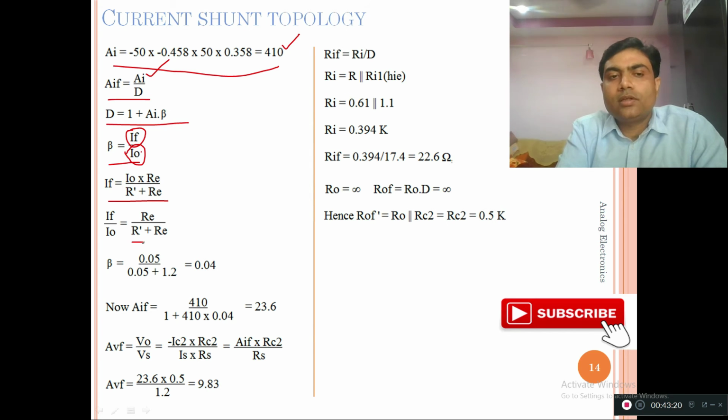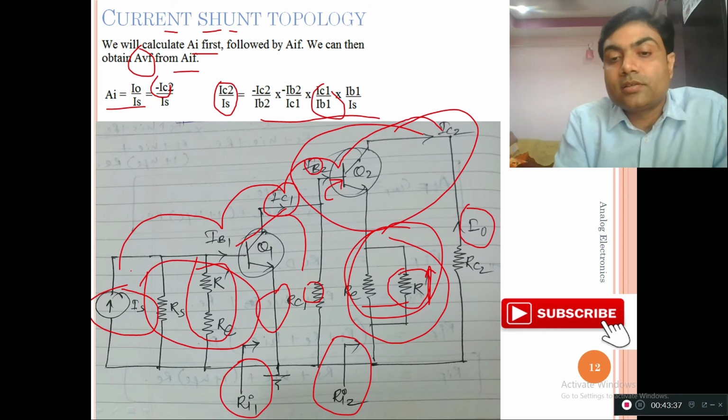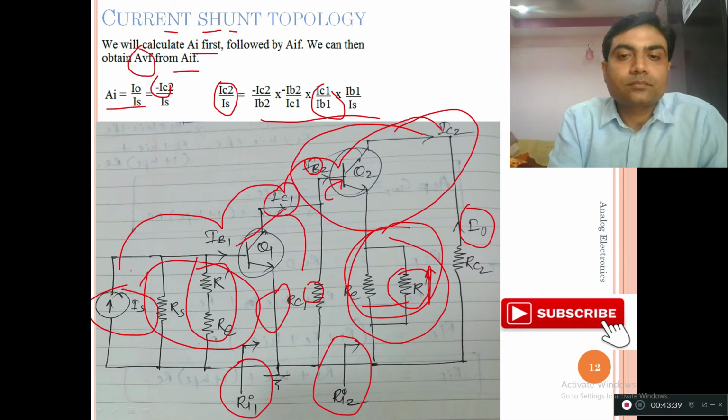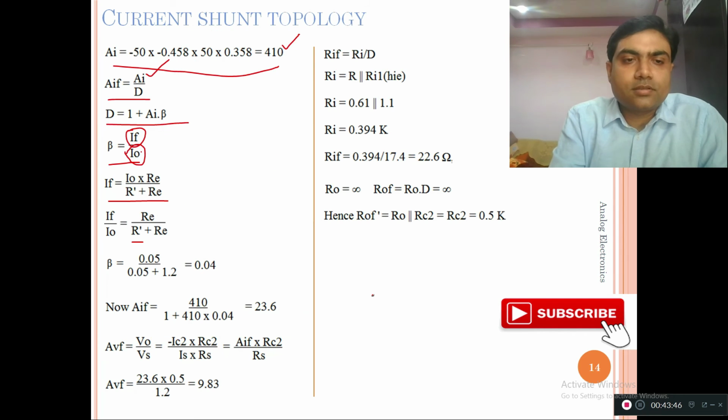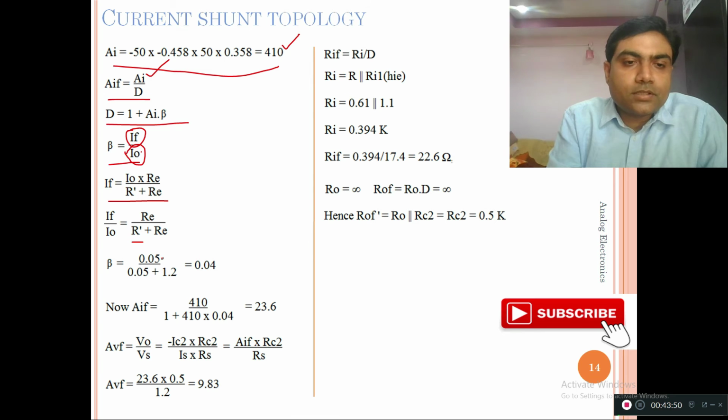So you can go through the analysis of R dash. This is R dash. So feedback is flowing across here only, right? Just be sure. R dash is the resistance which is having the feedback current. So this is the opposite resistance. So I naught multiplied by Re upon R dash plus Re. Just we have written over here like this. Okay, so this is how we can calculate the value of the beta.